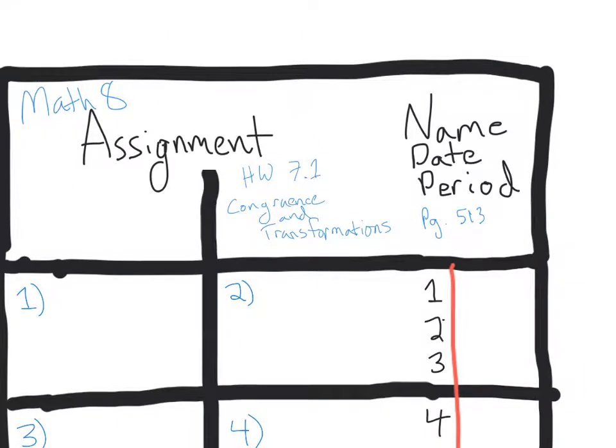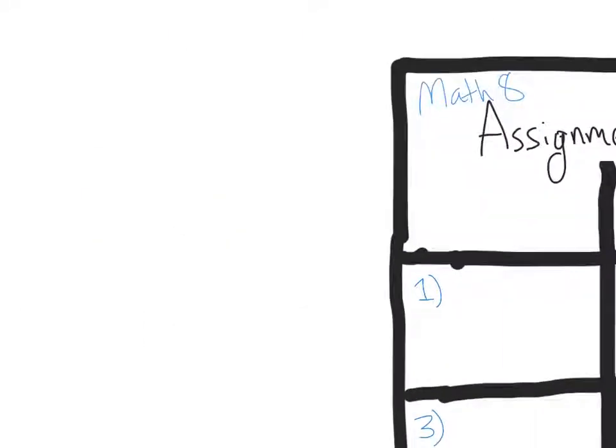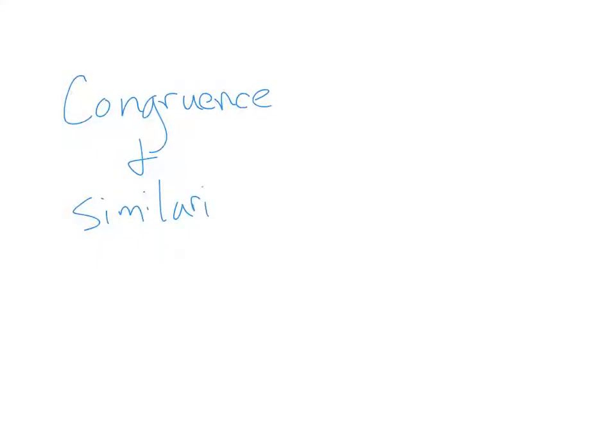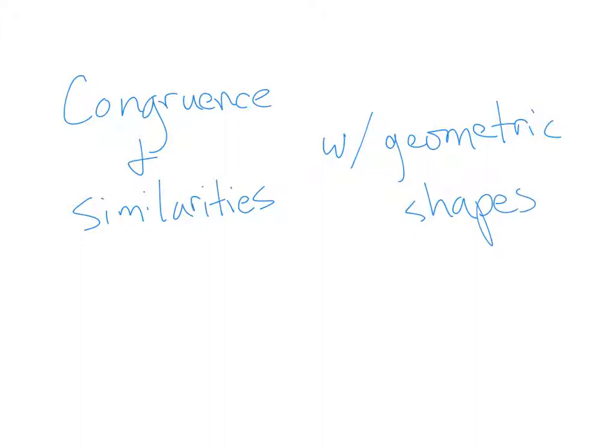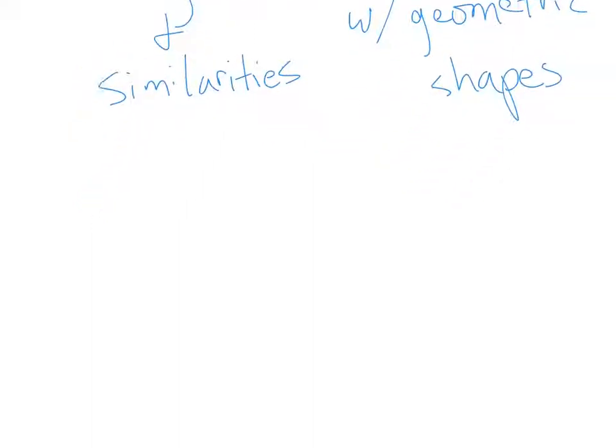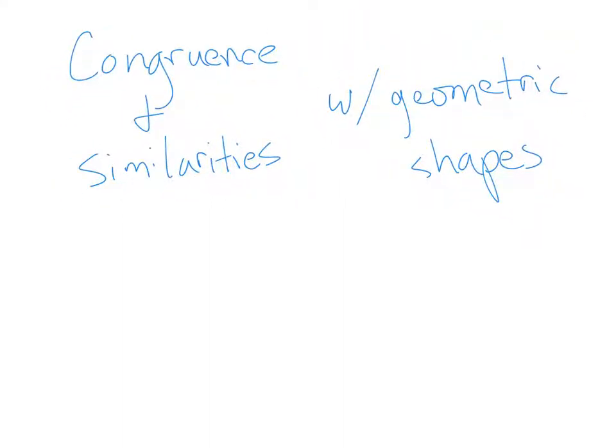Alright, so now in this new chapter we are going to be exploring these two words, especially with shapes. We're going to talk about congruence and similarities, and these are going to be with geometric shapes. So congruence, the word congruence, really just means that you have the same shape with the same size and the same angle measurement.